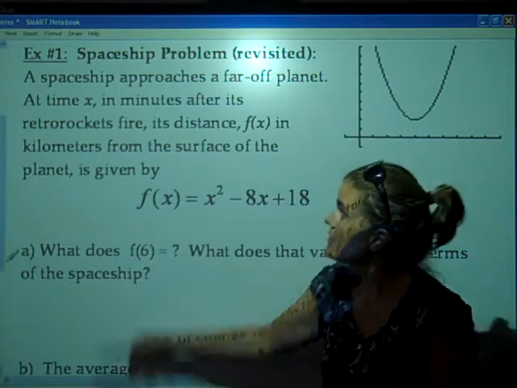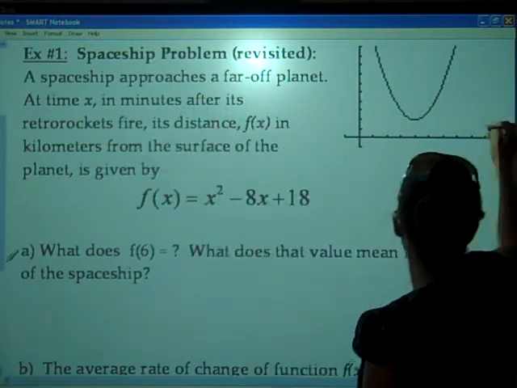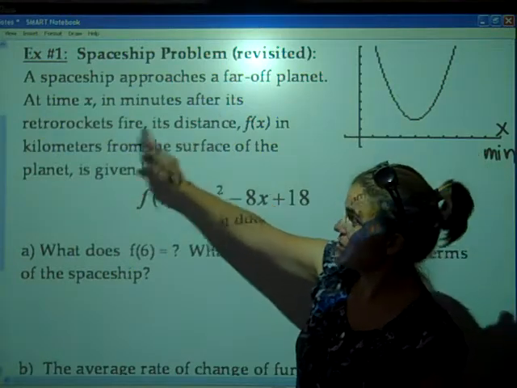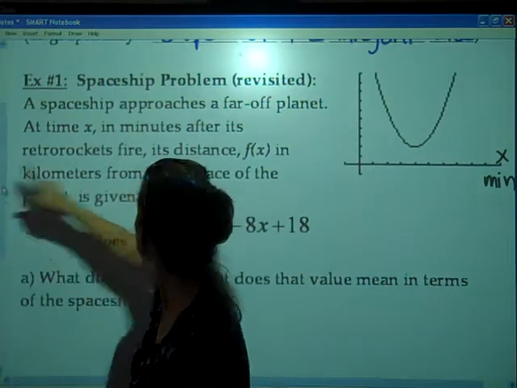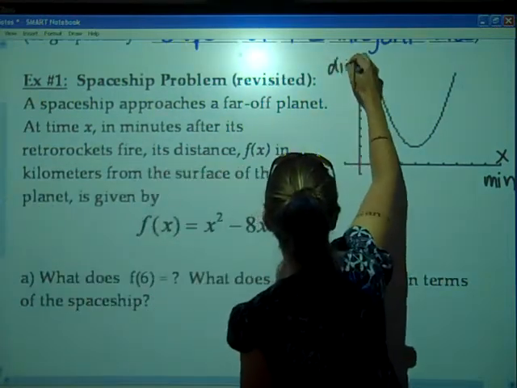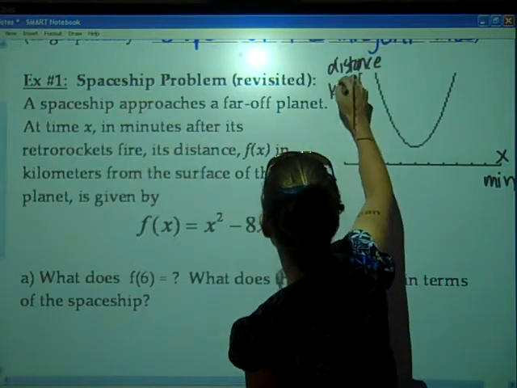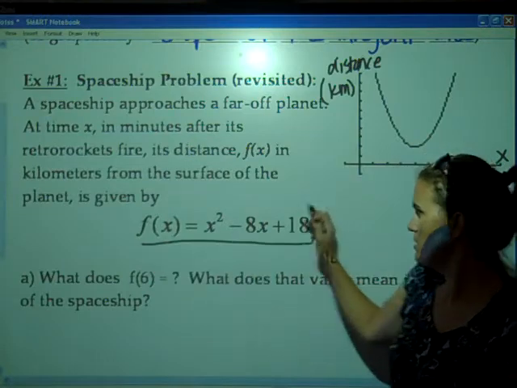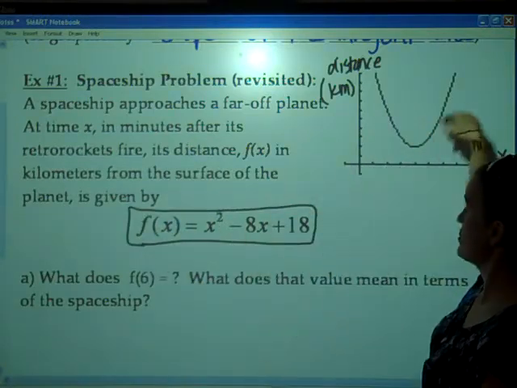So we have this spaceship approaching a far-off planet at time x in minutes. After its retro rockets fire, its distance, f of x, the distance away from the surface of the planet, is in terms of kilometers. It's given by this function here, x squared minus 8x plus 18. So that's what the picture would look like.